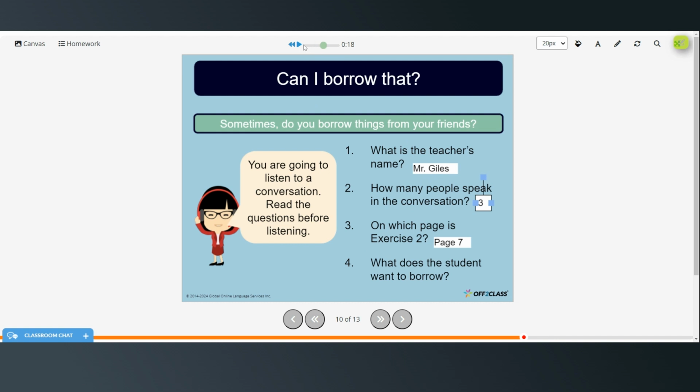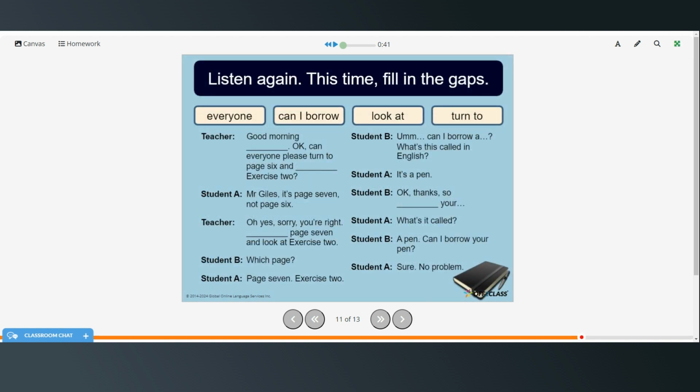And what does the student want to borrow? Can I borrow what's this called in English? It's a pen. Okay, thanks. So can I borrow your? What's it called? A pen. Can I borrow your pen? Sure, no problem. Okay, so the student wants to borrow a pen. All right, we're going to listen again. This time you can read along, and I'll fill in the gaps as we go.